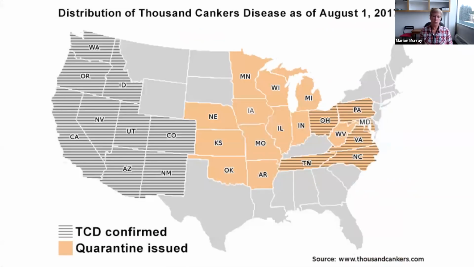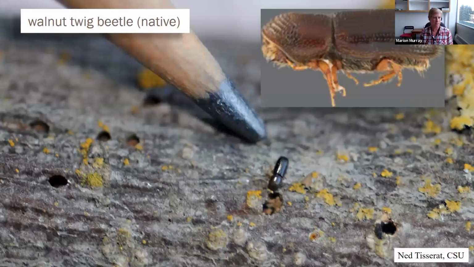As of 2017, so this map isn't quite up to date, this is where thousand cankers occurs throughout the US. And we're talking black walnut for the most part, or species in Juglandaceae. Throughout the West, the states in orange are where they've issued a quarantine preventing movement in and out of the state of black walnut and wood. So it can be quite a threat to the native black walnuts in the East.